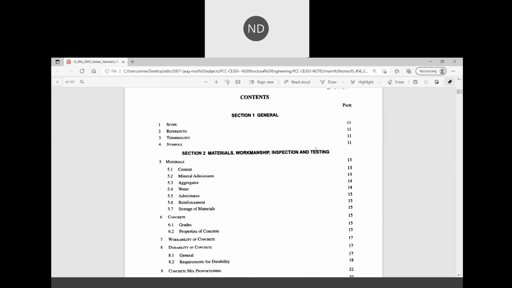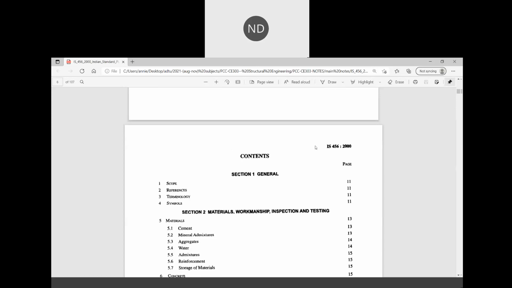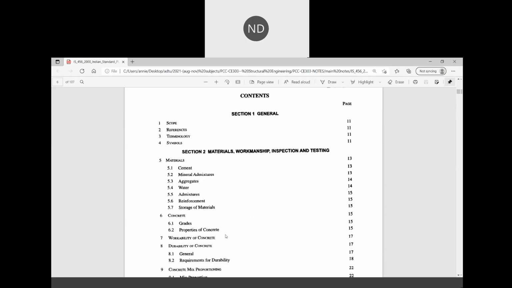All this is your IS code 456. You will need this everywhere, whether you pass out with your degree or you work somewhere. If you go on a site and you are working somewhere, you will have to have your IS code, because in your IS code only you will get everything.